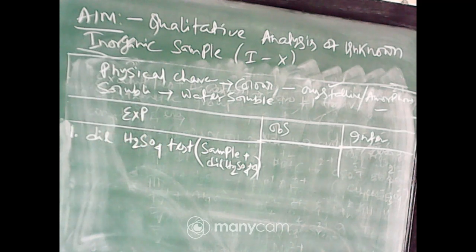Now I will tell one page number in that particular PDF where you can see the importance of this test. As I told earlier, this dry test gives you a preliminary idea, not a confirmative one. So in the inference you have to write that these cations or these anions may be present here.